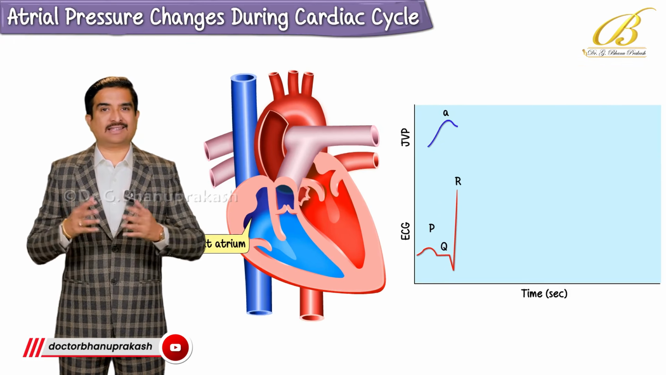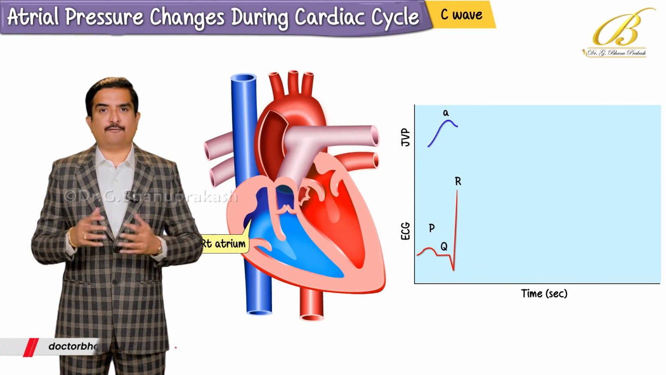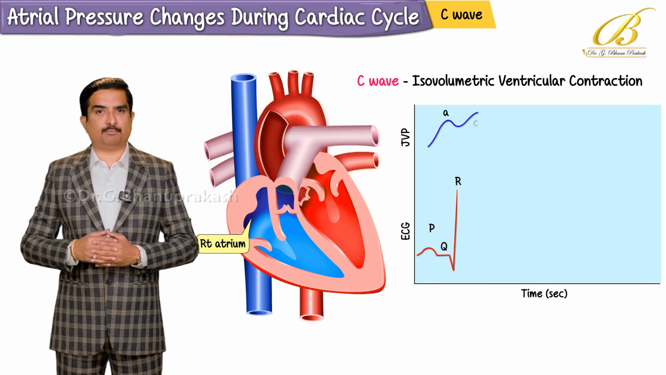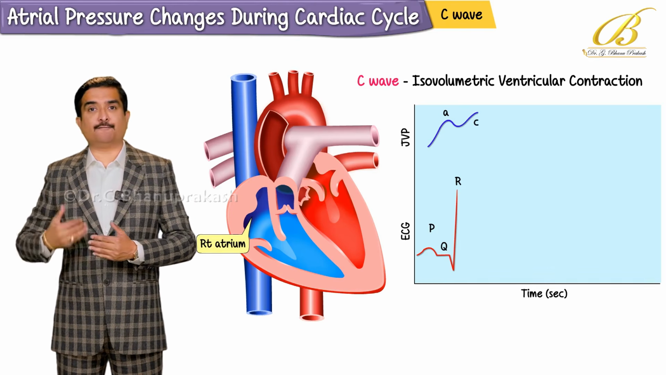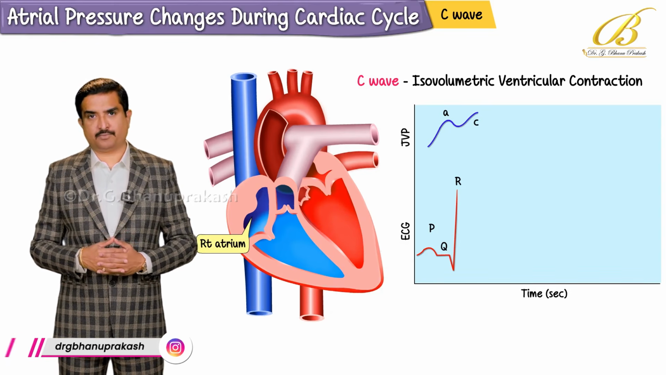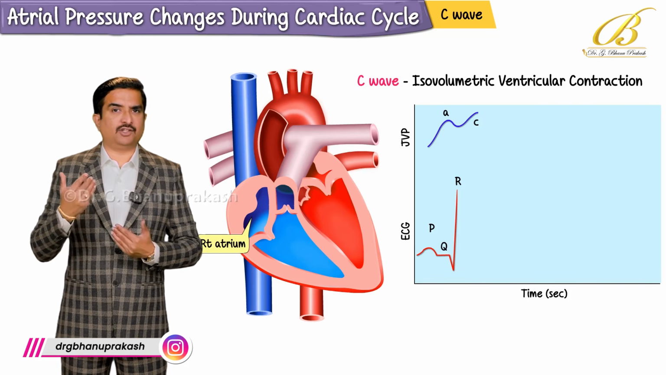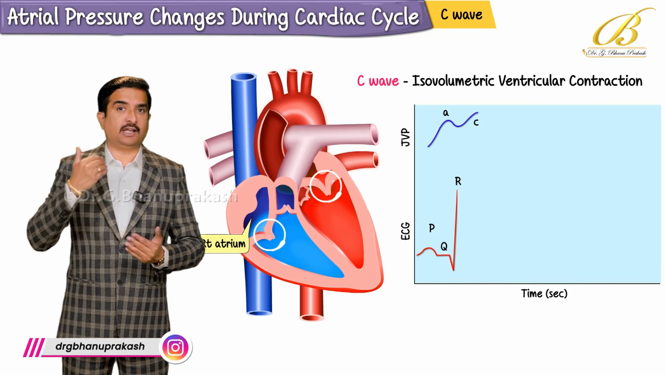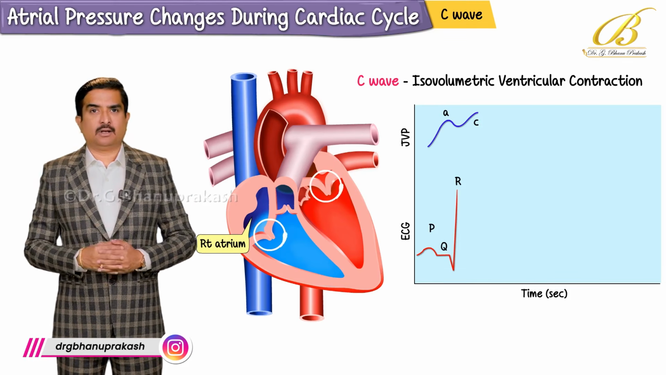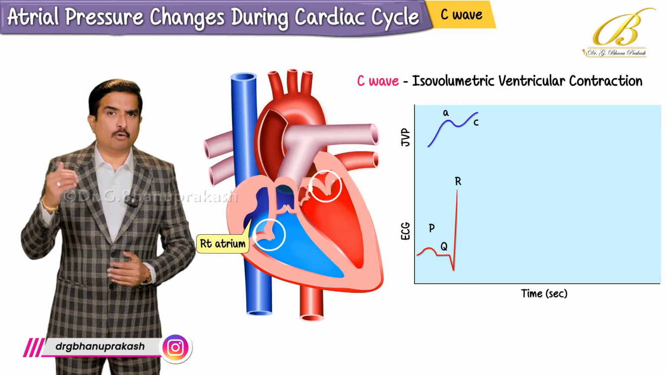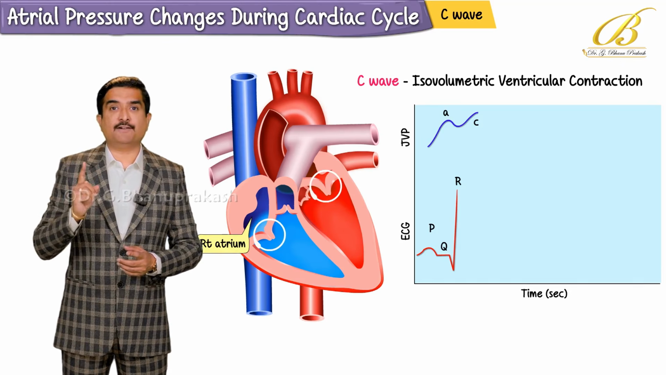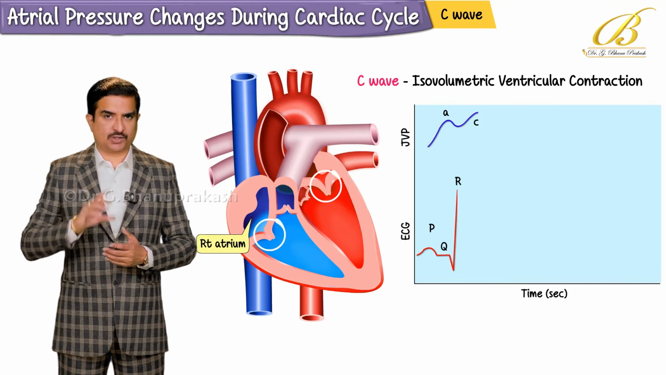And next is the C wave. The C wave is a small, brief rise in the atrial pressure that occurs as the ventricle starts contracting during isovolumetric contraction. Mechanically, this is due to the AV valves bulging into the atria under the pressure of the ventricular contraction. This bulging momentarily increases atrial pressure because the volume is decreased even though the valves are closed.